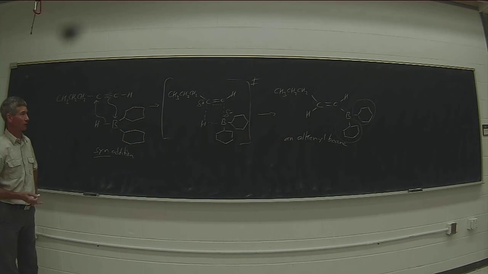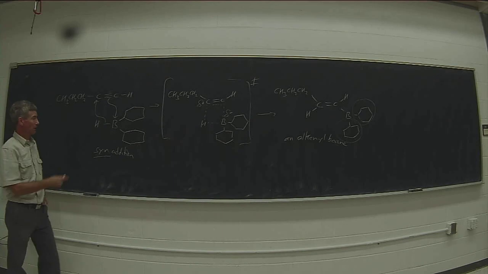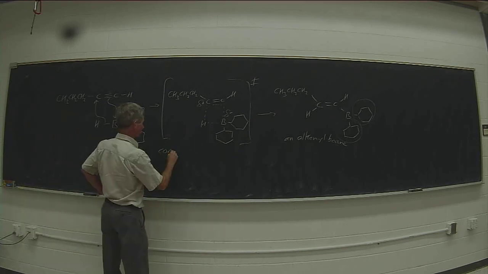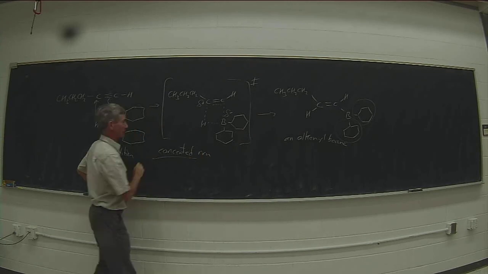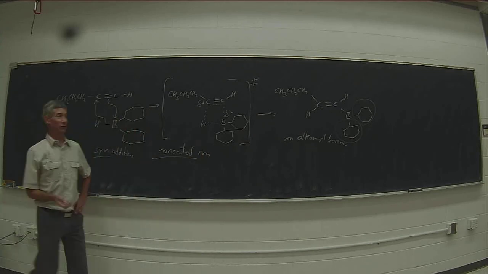Right? So one-to-one stoichiometry. This is all for step one, a single step, concerted, four-membered ring transition state. And now we undergo the oxidation.